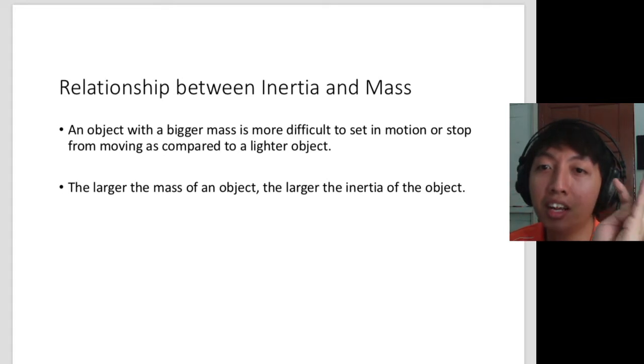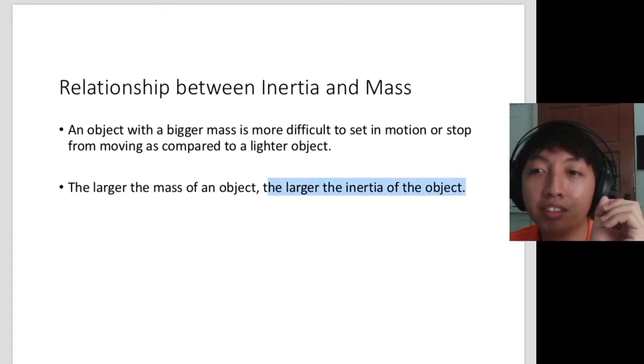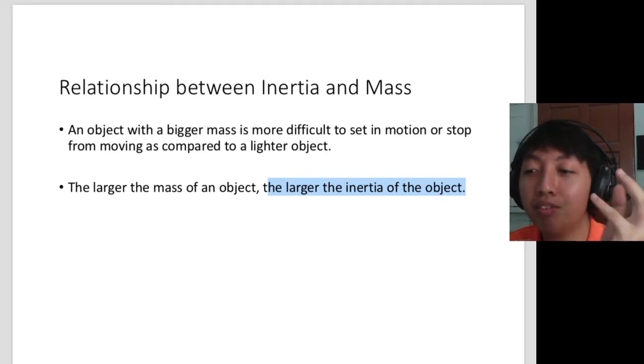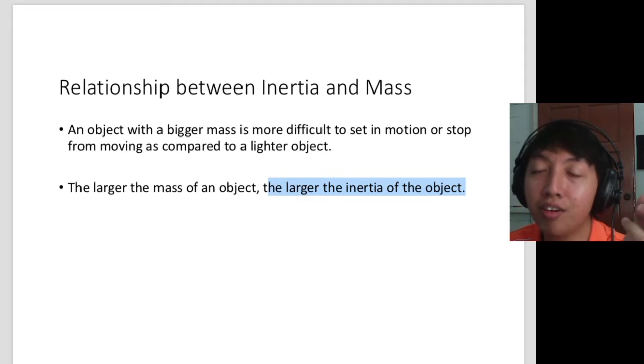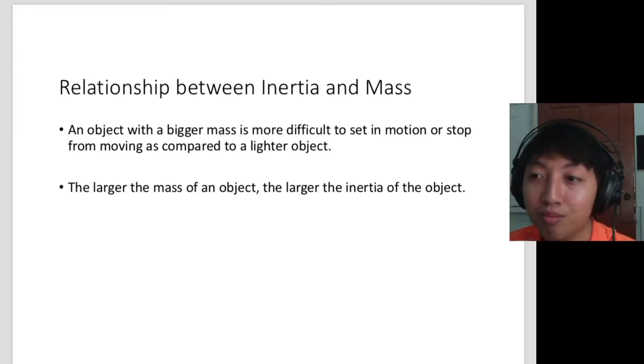Inertia is basically how stubborn something is. If I want to give another definition, inertia is how stubborn an object is. When I say stubborn, I mean if it's still, it doesn't want to move. There's a lot of inertia. It's very stubborn. It doesn't want to move unless you really force it to. Or if it's already moving, it doesn't want to stop. It's very stubborn. So you have to force it to stop.